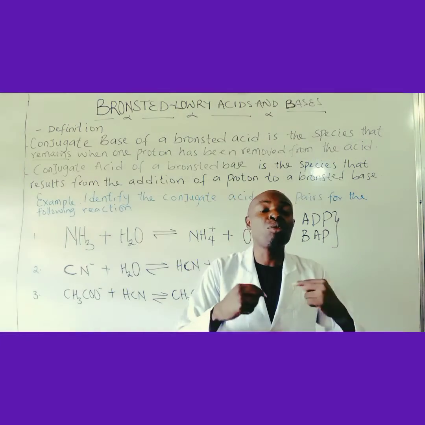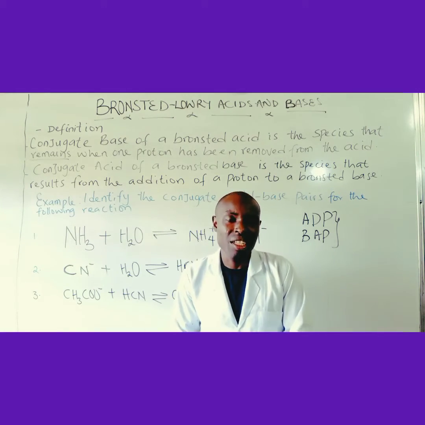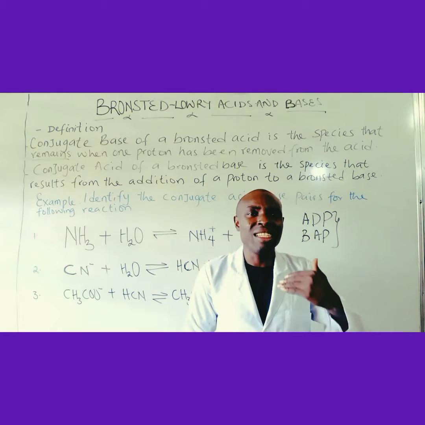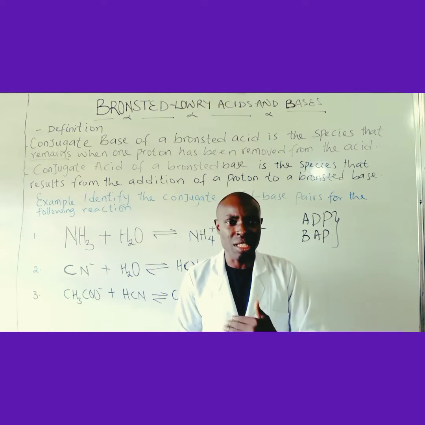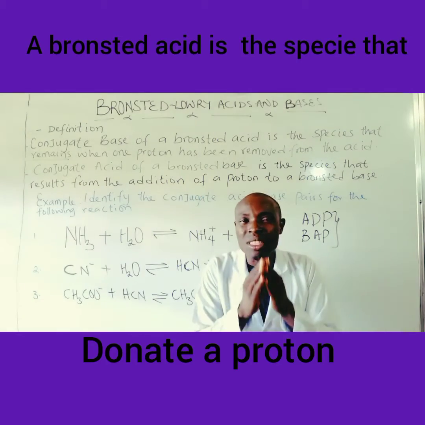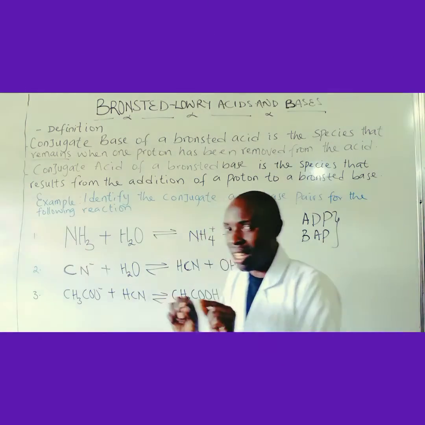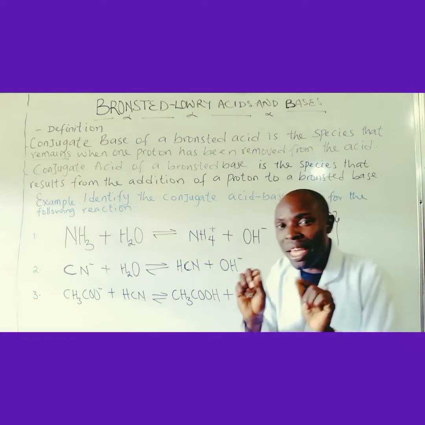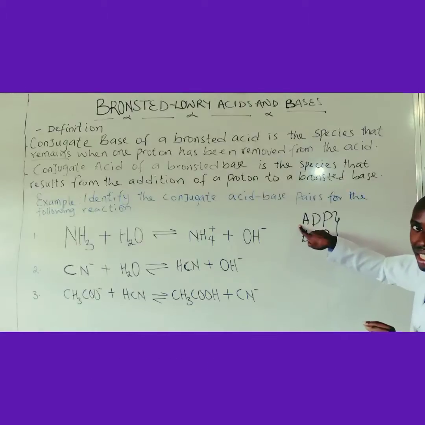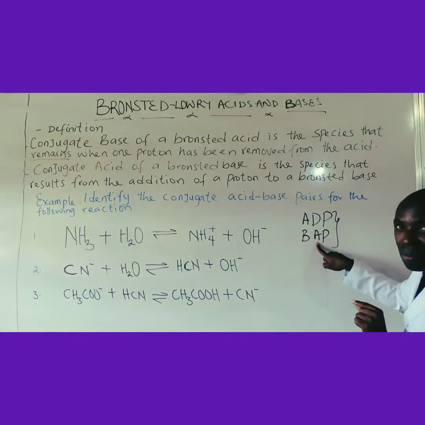Under it, we have what we call a conjugate acid-base pair. And on it, we are going to be talking about, first of all, what is the Bronsted definition of an acid and a base. Simple. A Bronsted acid is an acid that donates a proton. Take note, a Bronsted acid donates a proton, while a Bronsted base accepts a proton.